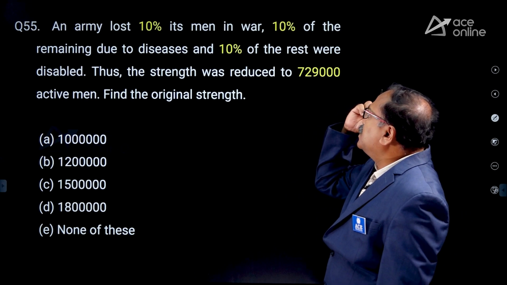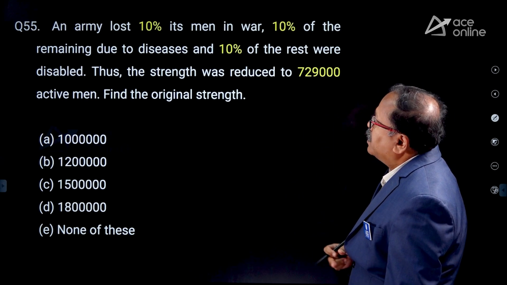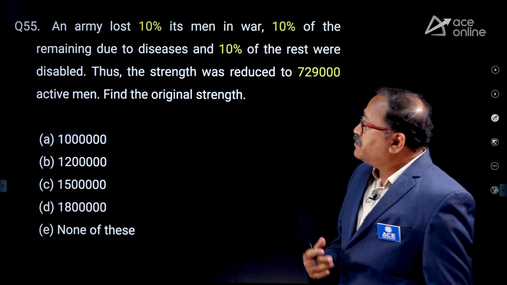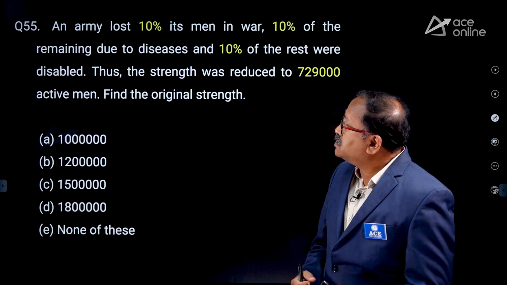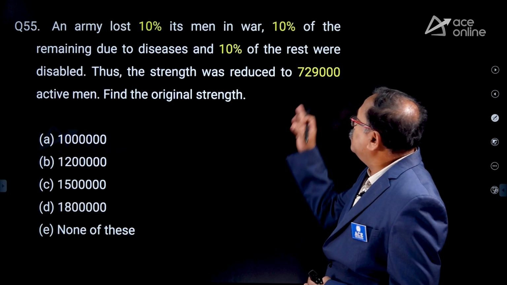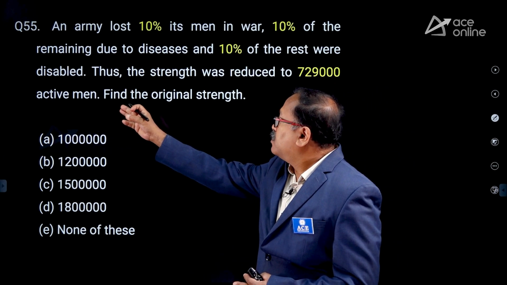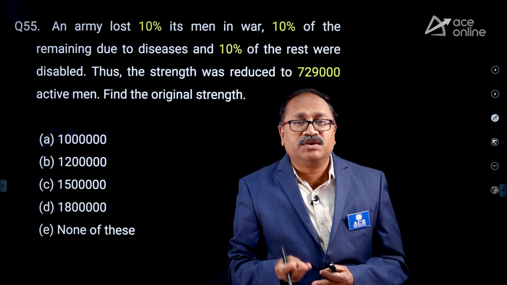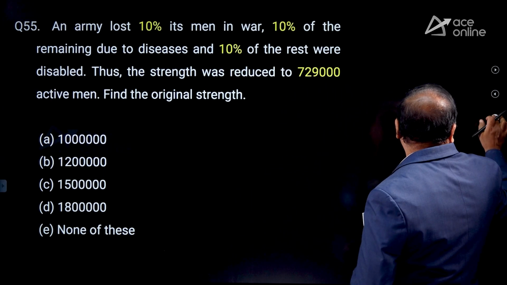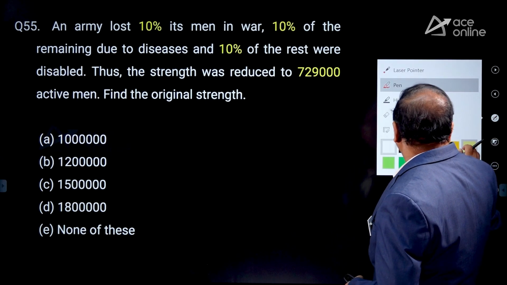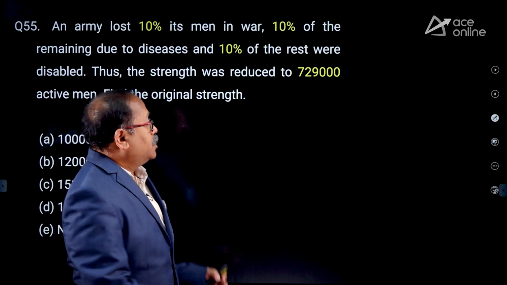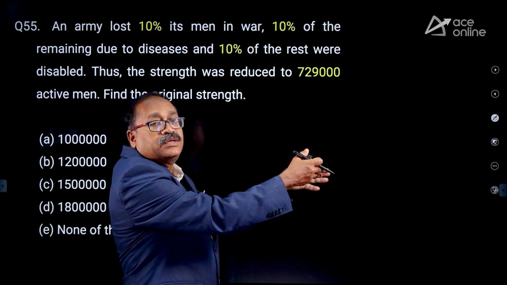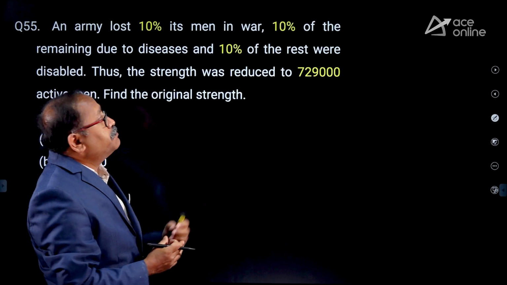An army lost 10% of its men in war, 10% of the remaining due to the deceased, and 10% of the rest were disabled. Thus, the strength was reduced to this number of active men. Find the original strength. It's a very basic fundamental question on percentage. Usually we work this out on population also. The initial population is given and the end population is asked, or the end population is given and the initial population is asked, something like that.